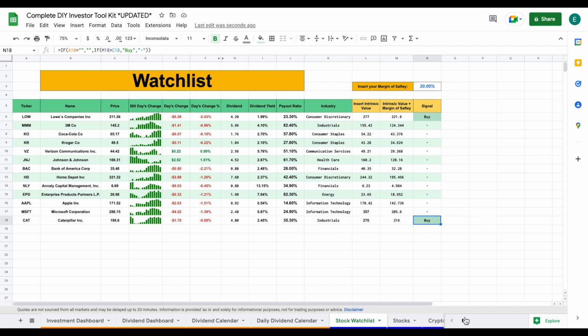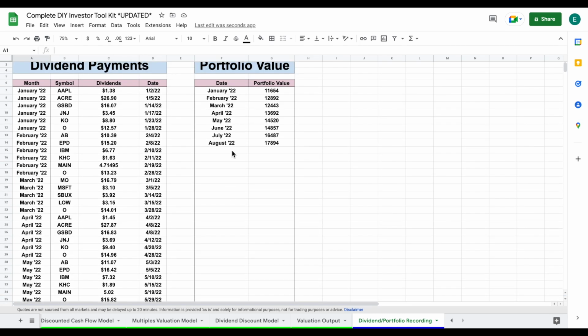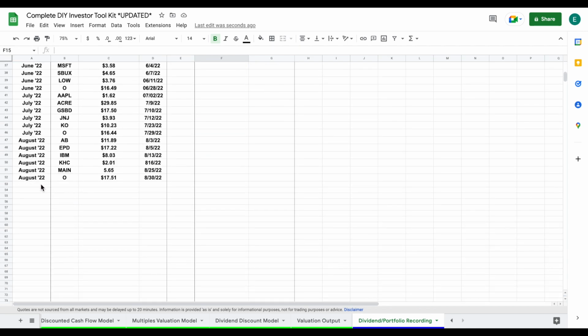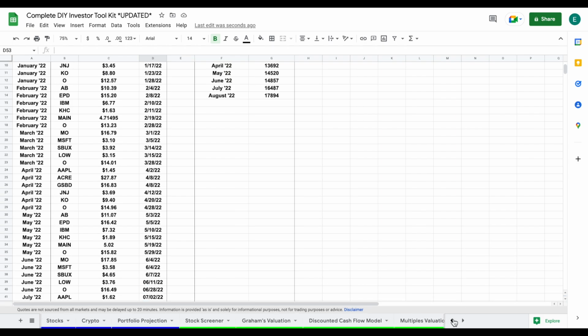Now the very last thing that we do need to glance at, if we come over here to the right, is something very simple, and that's just our dividend and portfolio value tab. All we would need to do is plug in each month what our portfolio value is, and that will update our portfolio value charts. And if we come down here, you just come in and plug in each month how much you were paid in dividends. So for the next month, all I would do is list a month and list 22, plug in the stock, plug in how much they paid me in dividends, and the date that they paid me, and all of our charts are going to automatically update.